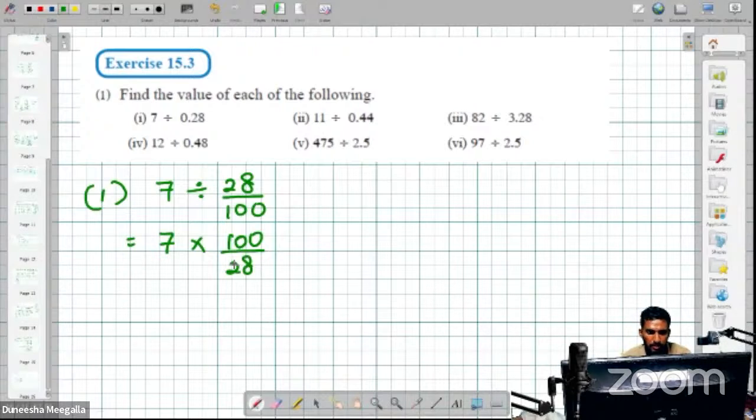What is the answer? 7. How many 7s are there in 28? 4. Then 100 divided by 4, what is the answer? 25. Get the other answers.